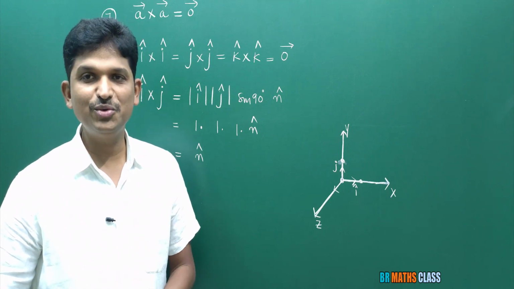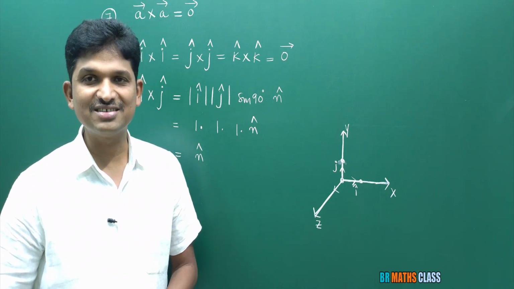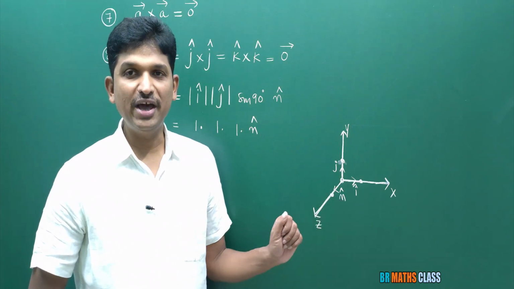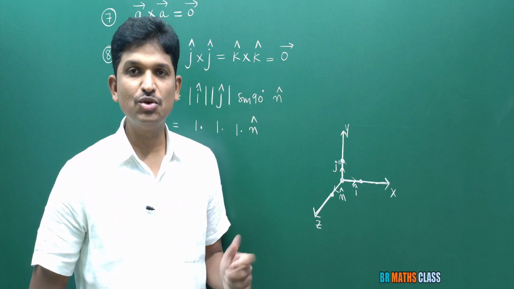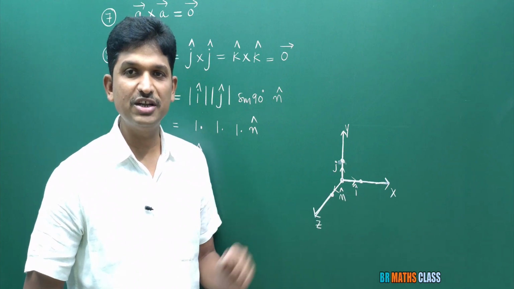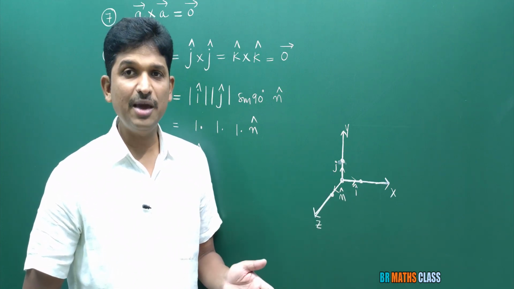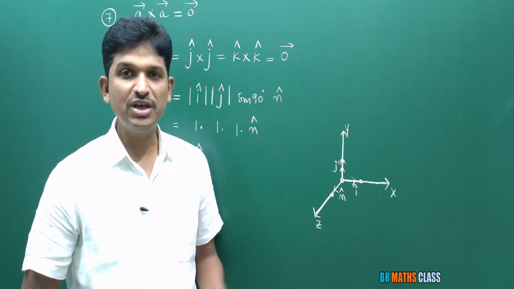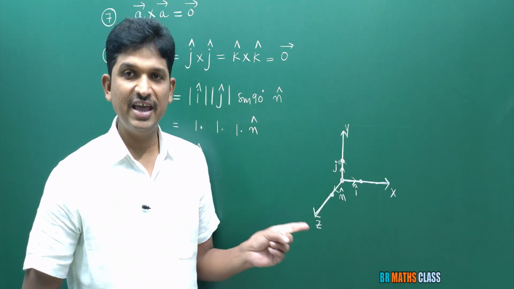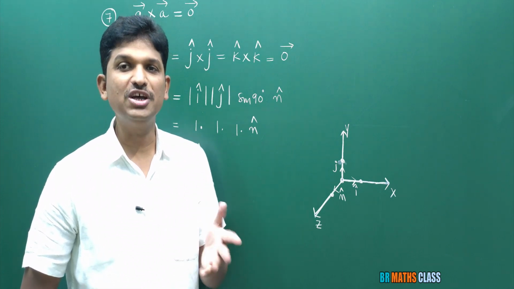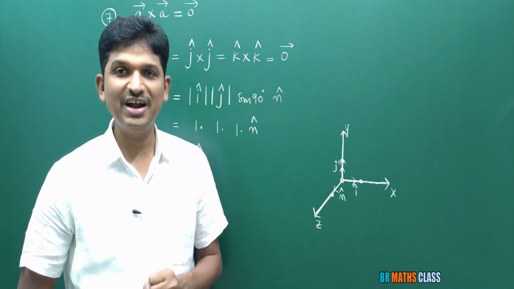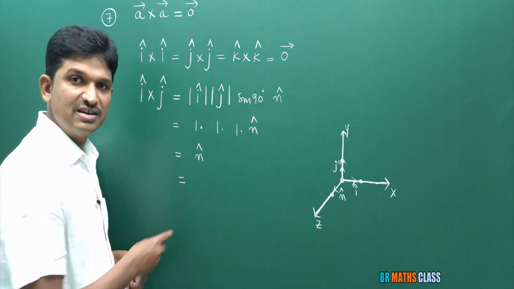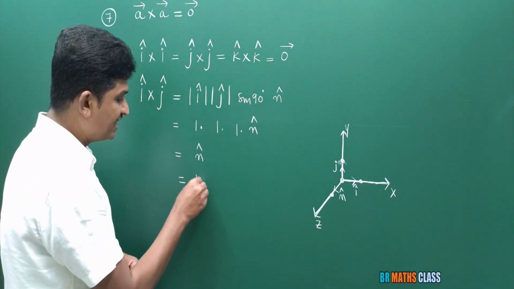K cap is a unit vector along the direction of the z-axis. What is N cap? N cap is a unit vector which is perpendicular to I cap as well as J cap. So we identified that N cap is along the direction of the z-axis. K cap is also a unit vector along the direction of the z-axis. What did you come to know here? In this case, N cap and K cap are equal vectors. I hope you are understanding. So here, as N cap and K cap are equal vectors, in place of N cap, I can write K cap.